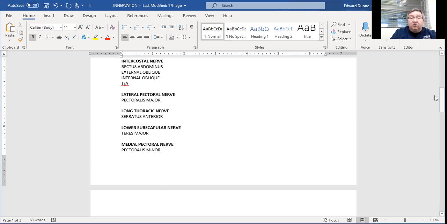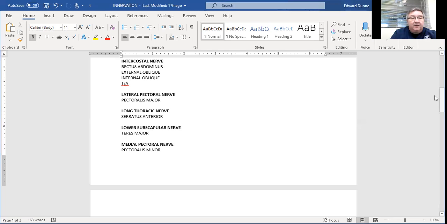Remember, the internal oblique rotates the body to the ipsilateral side, and the external oblique rotates the body to the contralateral side. So if I rotate my trunk to the left, well, the left internal oblique is working and the right external oblique is working to perform that motion. So the oblique muscles are innervated by the intercostals.